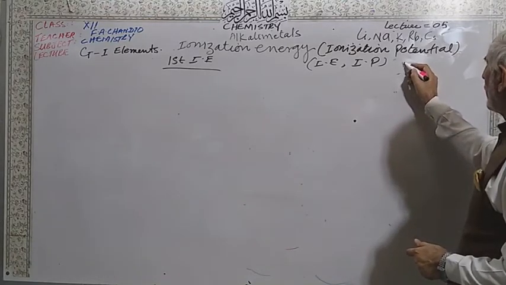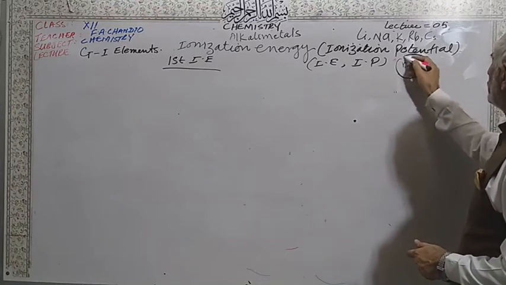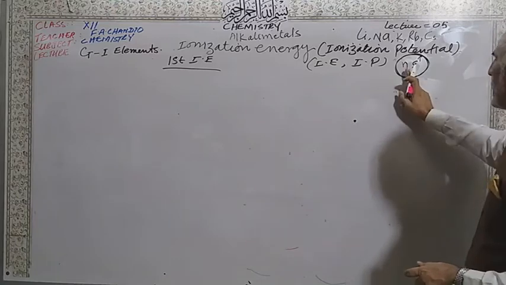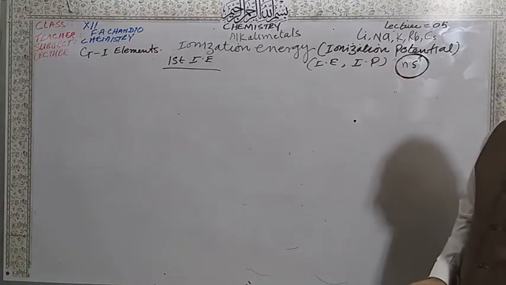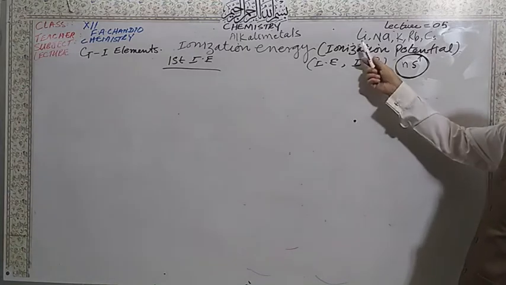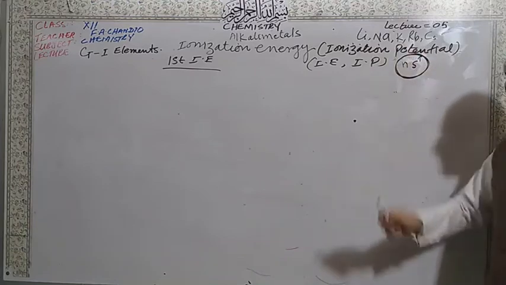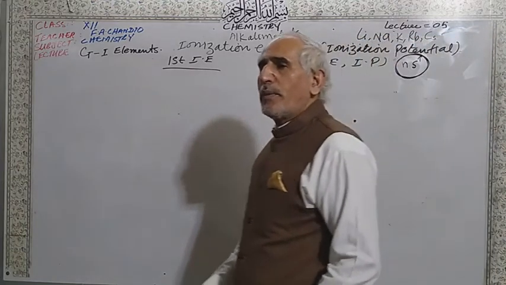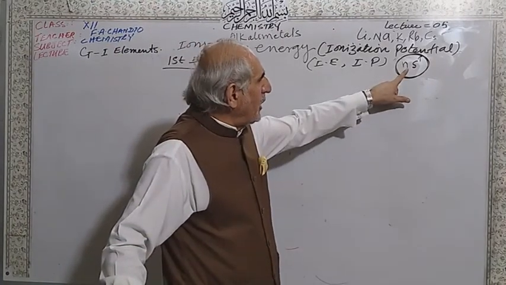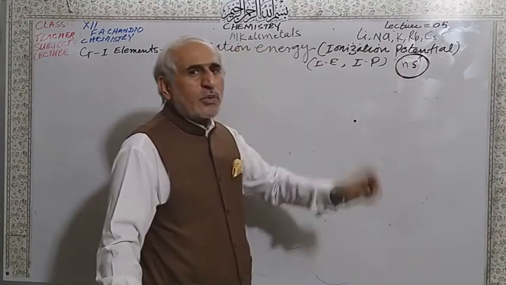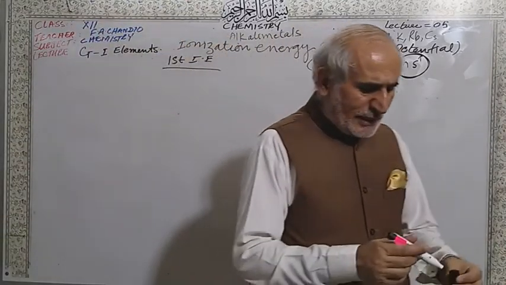Just like we are talking about here, the first ionization energy. First means only one electron. The amount of energy required to remove one electron from the loosely bonded atom in the gaseous state to give a positive charge. Energy is required.